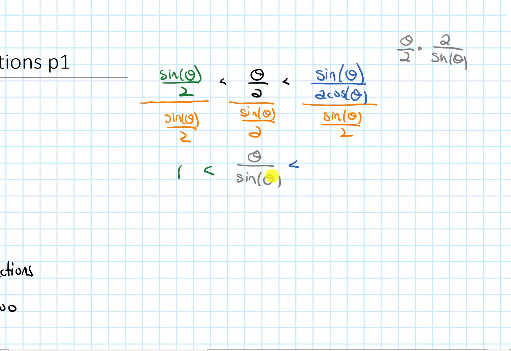Okay, and then for the final one, if I simplify this, the thetas will cancel, the sine thetas will cancel, and the 2's will cancel, and we will end up with 1 over cosine theta. So now the middle is almost what I want to have. It's just the reciprocal of it. So let's take reciprocals of everything.